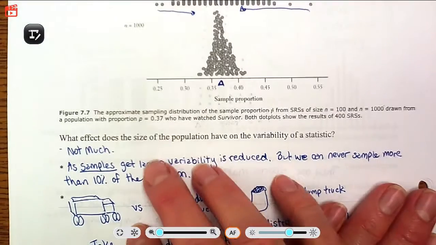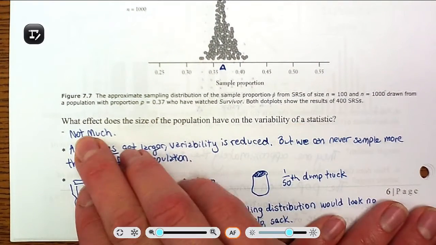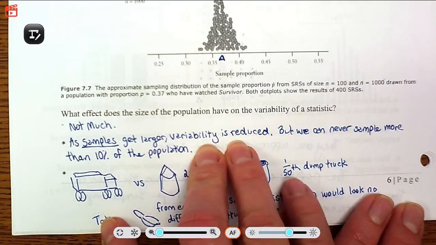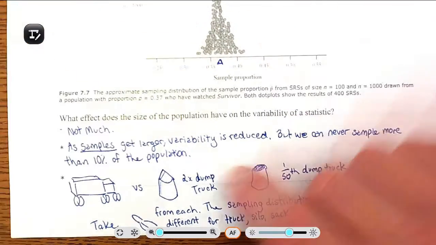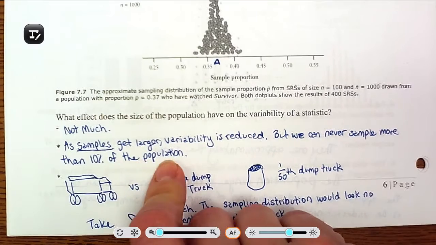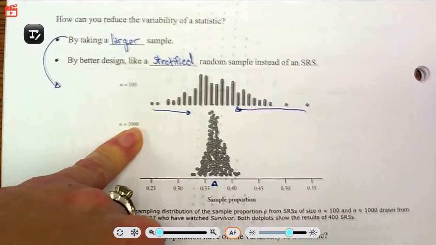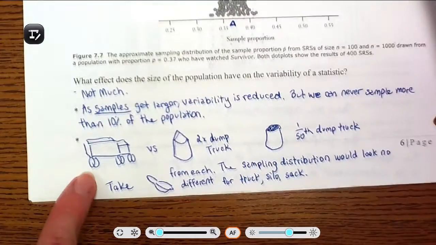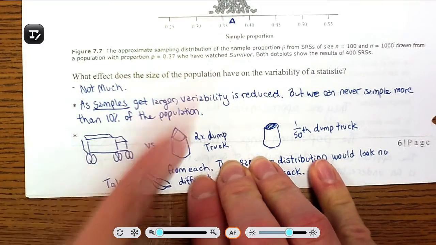Okay, what effect does the size of the population have on the variability of a statistic? It doesn't have much effect. Remember this fact: as samples get larger, variability is reduced. So as the sample gets larger, variability is pulled in. But we can never sample more than 10% of the population. Okay, so we can go this big as long as we have less than 10% of the population that we're sampling. Okay, so let's compare these three things to discuss the size of the population now.